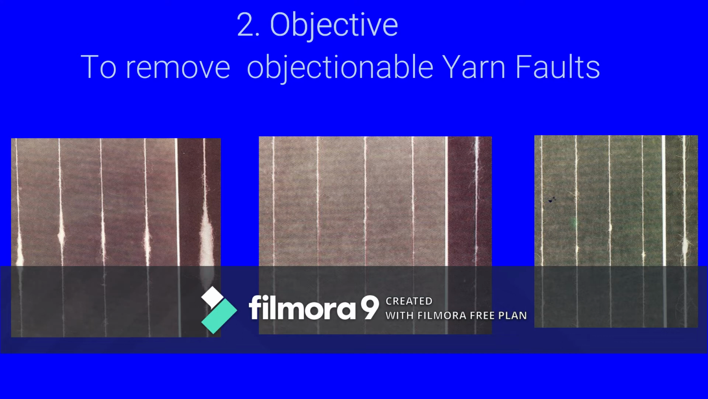Second one, thin places, are those places which have 50% less diameter than the usual diameter of the yarn, and naps are entangled masses of fiber at one place. It has 200 times more diameter than the usual diameter of the yarn. Thick places and naps hamper the appearance of yarn, and due to thin places, yarn may break.